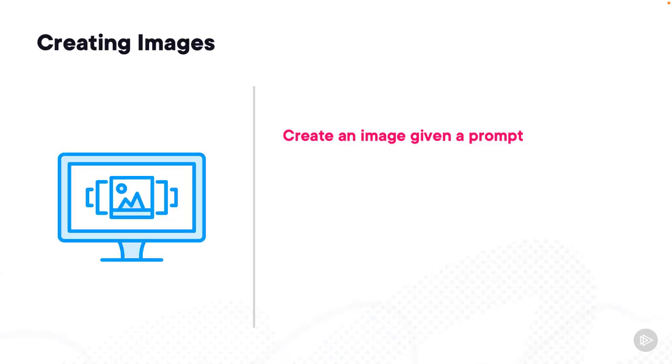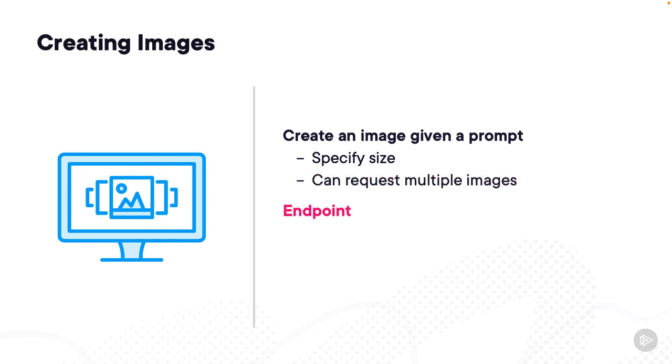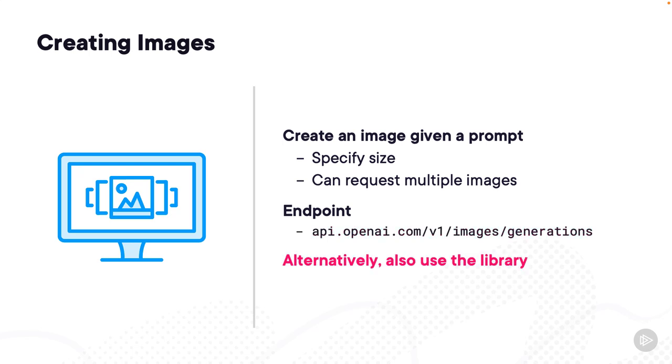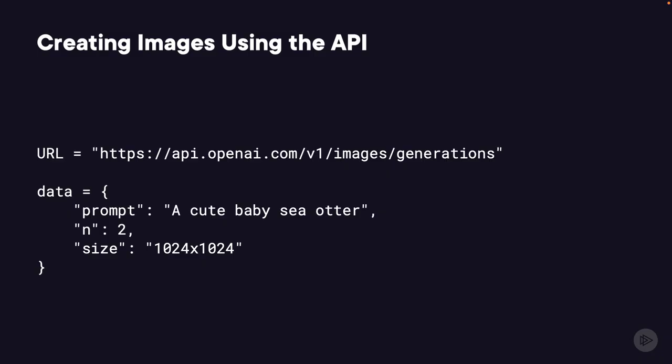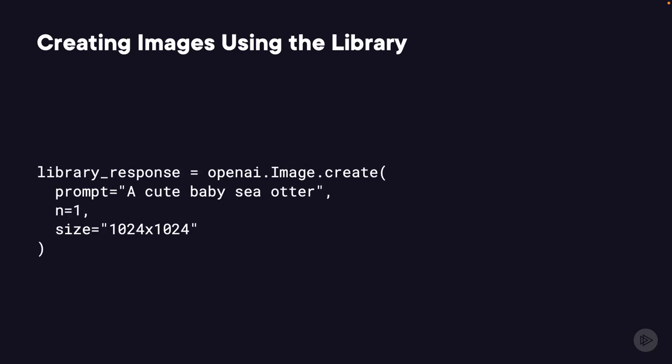To create an image, you need to provide a prompt and specify the size. At the time of the creation of this course, there are three sizes supported, all squares of 256, 512, or 1024 pixels. Smaller sizes are faster to generate, and you can request multiple images to be generated using an n parameter. The endpoint that you call is /images/generations. Alternatively, you can also use the library, which is a simple call to openai.image.create. Here's a sample of how you do it using the API versus how you do it with the library.